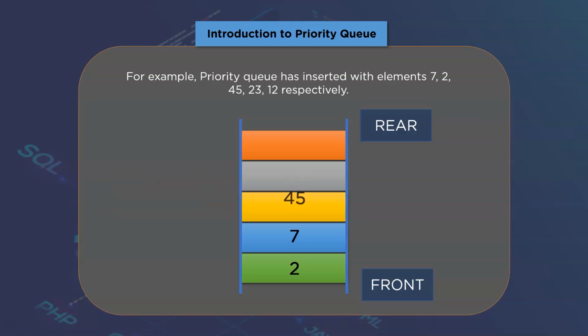Now we will insert the next element in the queue, that is 45. As 45 is a larger element than the elements inside the queue, there is no need to shuffle elements. When we make the next insertion, the element 23 will get inserted at index 3. Now this element is smaller than 45. So the algorithm will have to swap the locations of these elements.